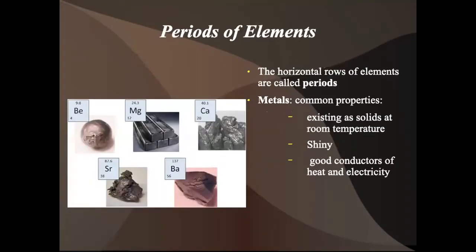Okay, so we'll talk about the periods now, which are the horizontal rows of the elements. As we've already talked about, there's basically three distinctions that we can make in the periodic table. You have nonmetals, you have metals, and metalloids, which are in between. So looking at one of the periods that contains beryllium, magnesium, calcium, strontium, and barium, this is period number 2. So these all have similar properties. They contain all metals.